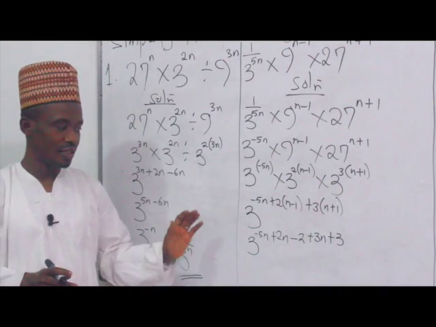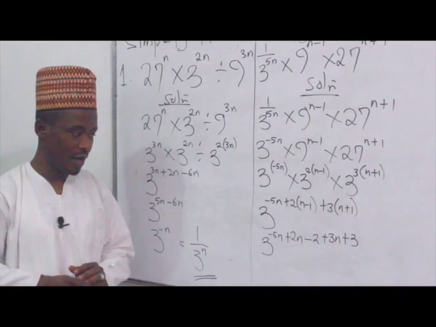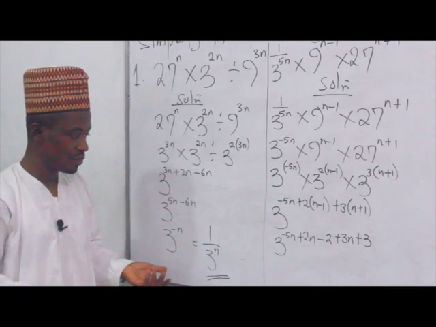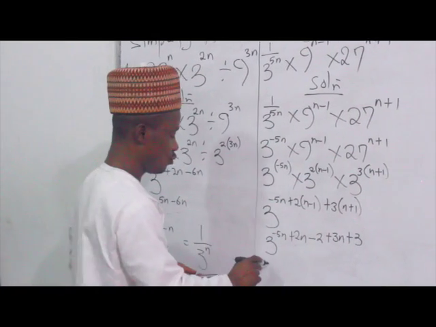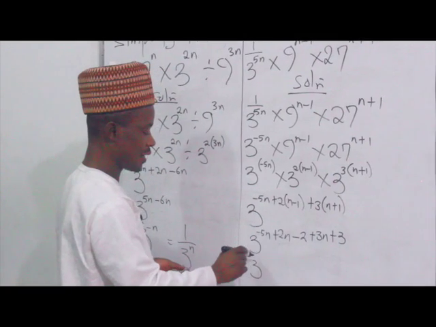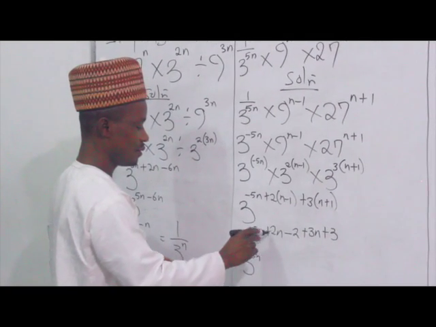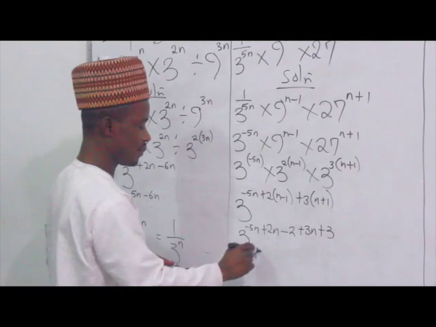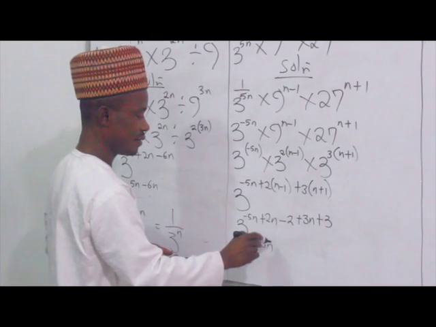So the next thing is just the simplification of the exponents. How can we simplify the exponents? It will be the same thing as 3 raised to the power of, look at minus 5n, 2n plus 3n plus 5n.